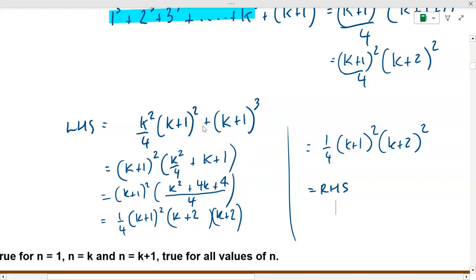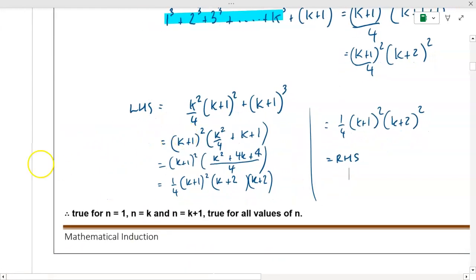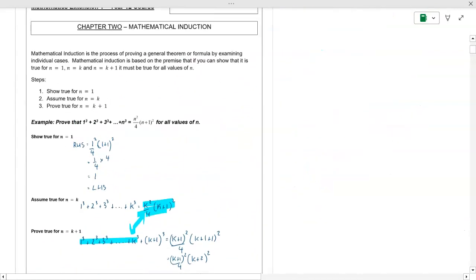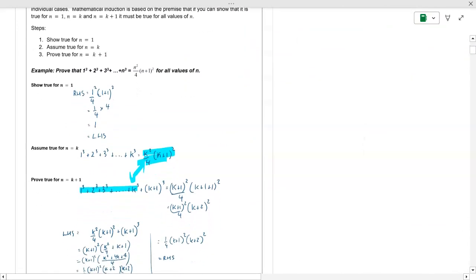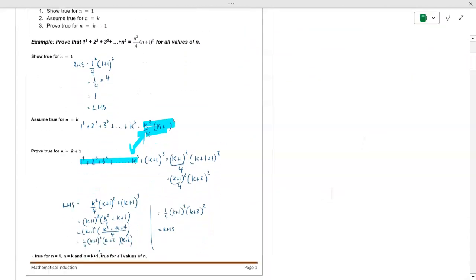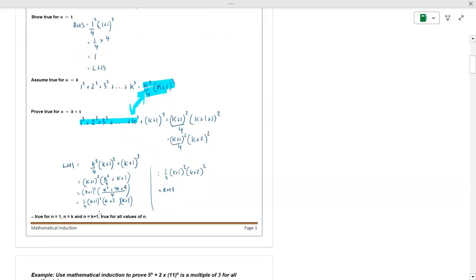Now that's not where it ends. You always need to have a little statement at the bottom, and I like this one here. So therefore, true for n equals 1, n equals k, and n equals k plus 1. Therefore, I'll put a little therefore, true for all values of n. So we need to finish it off. So that's the script that you would do for mathematical induction, looking at all of those 3 steps, 1, 2, and 3, and then a concluding statement at the bottom.